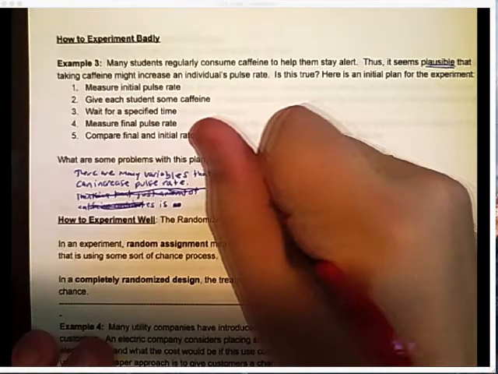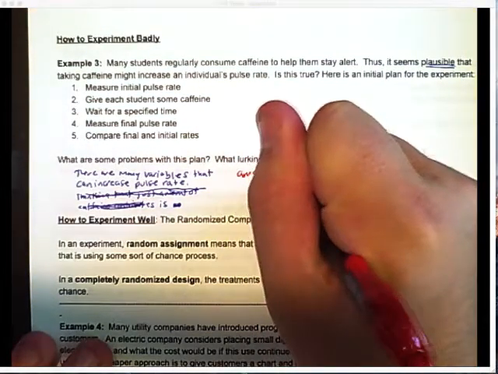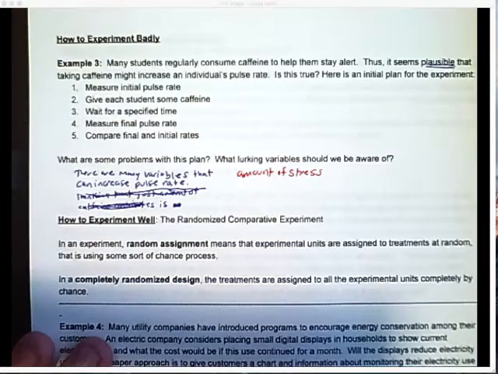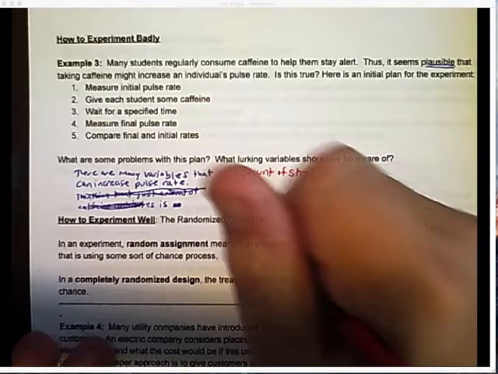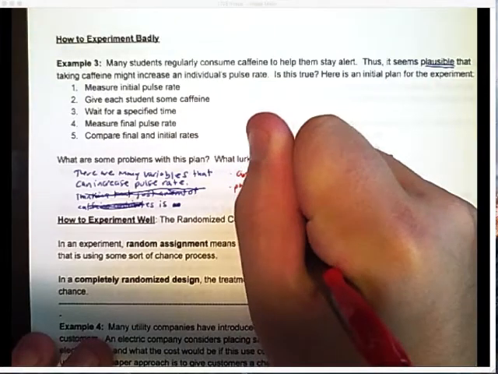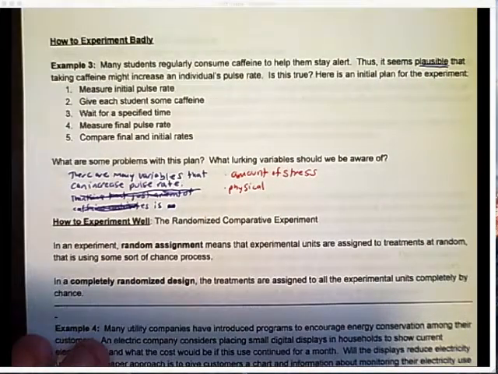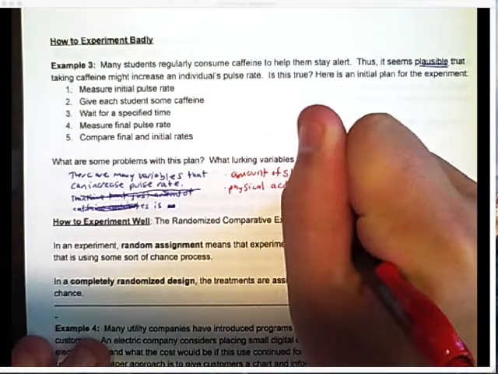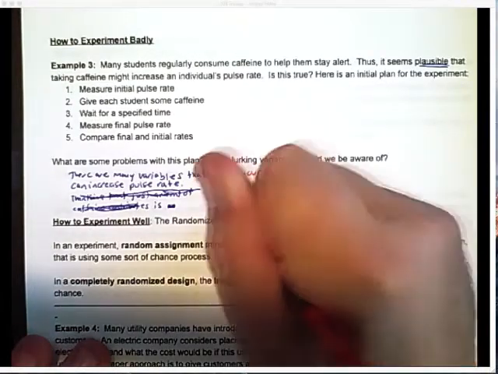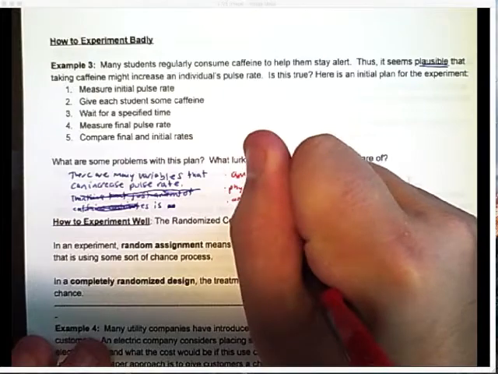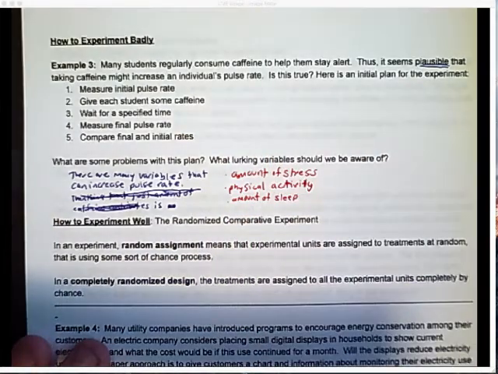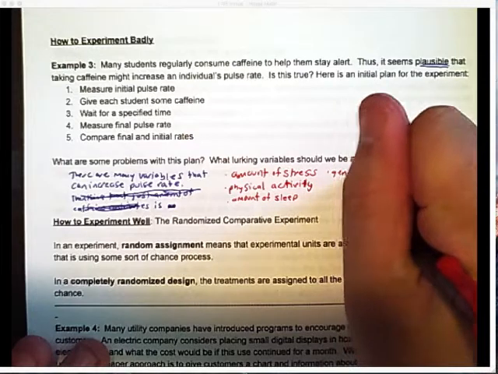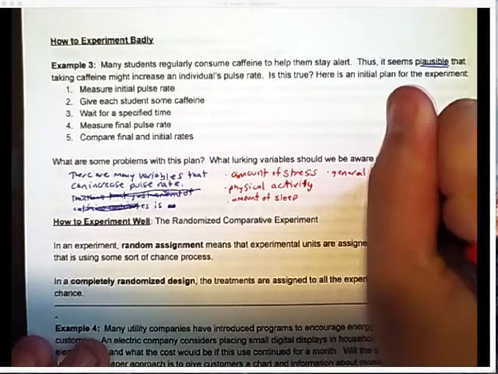Well, all right, amount of stress. The amount of stress, physical activity. If we just measure someone that just got done sprinting, their pulse rate's going to be really high, and after a certain amount of time, it's going to drop down. So physical activity can affect pulse rate. Amount of sleep can affect pulse rate. Just your general health and well-being.